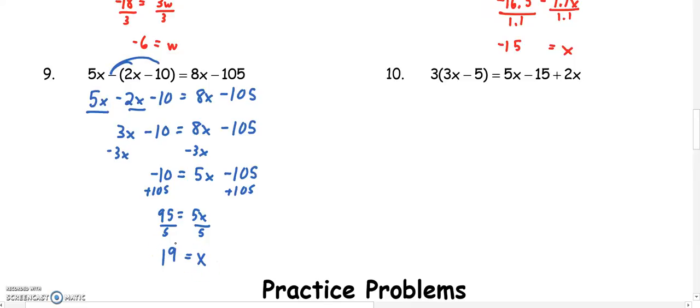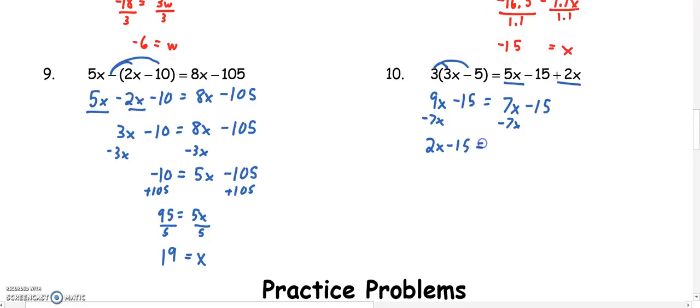One more example. So in number 10, on the left side, I need to distribute to get rid of the parentheses. So I'm going to distribute 3. On the right side, I have two x terms that are combined together. So we get 9x minus 15, because I distributed and multiplied by 3. Here, when I'm combining, I'm using the sign they have. So 5x plus 2x is 7x minus 15. 7x is my smaller variable, so I'm going to subtract 7x from both sides.